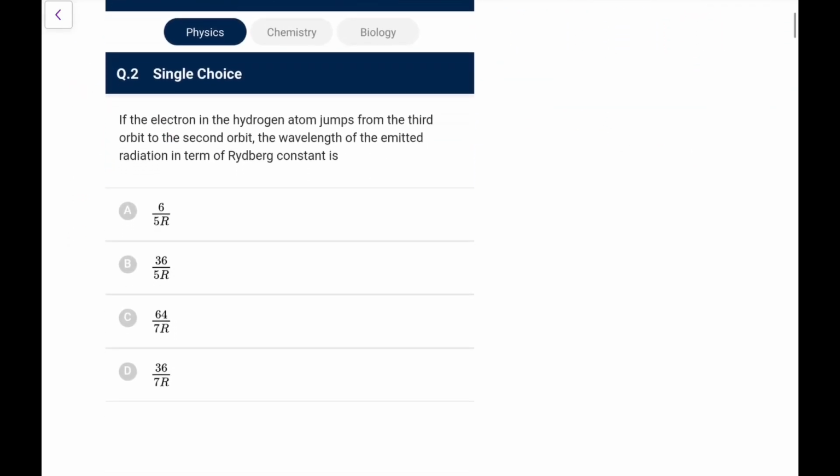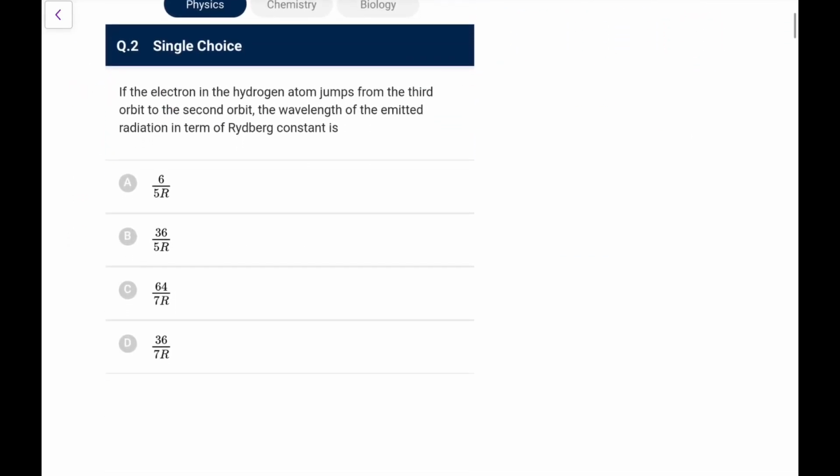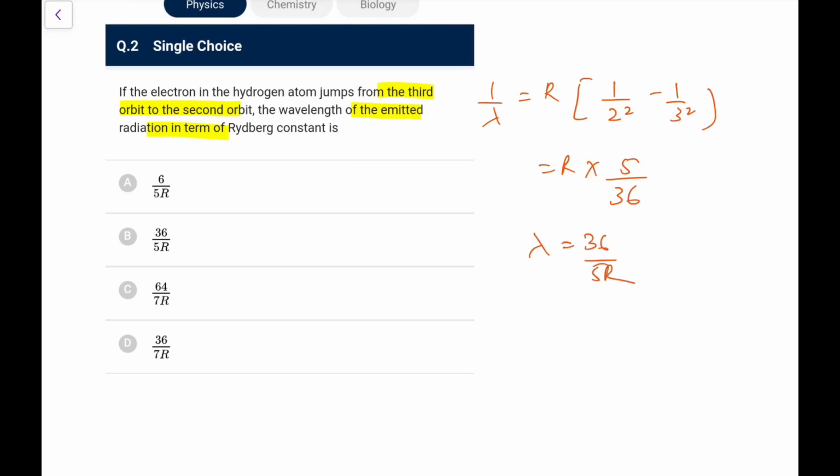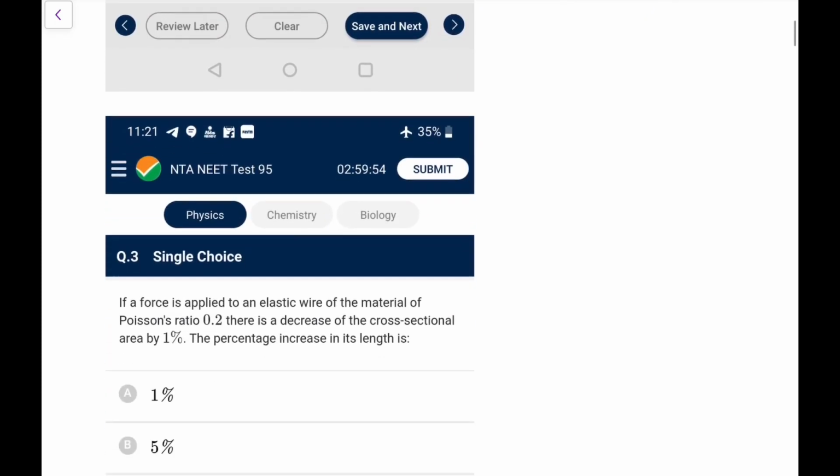Next one. If the electron in the hydrogen atom jumps from the third orbit to the second, the wavelength of the emitted radiation. So it's again the third to the second. What would be 1 by lambda? 1 by lambda you say is R times (1 by 2 squared minus 1 by 3 squared). You will get 9 minus 4, that is 5 over 36. So lambda is 36 over 5R. Go for option B here. So both are on the same concept, first two questions.